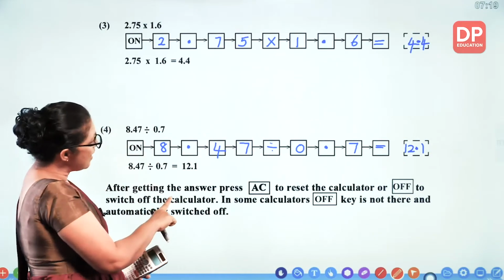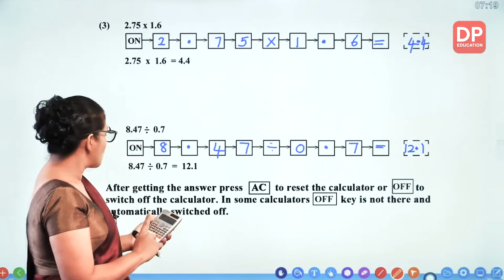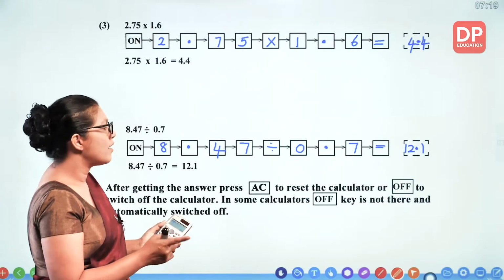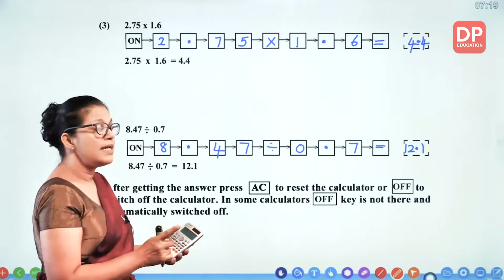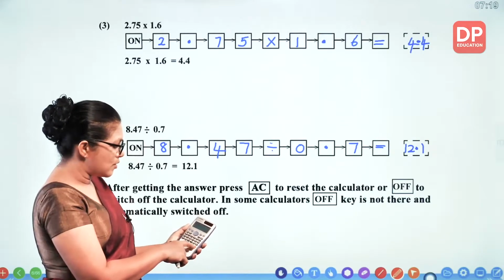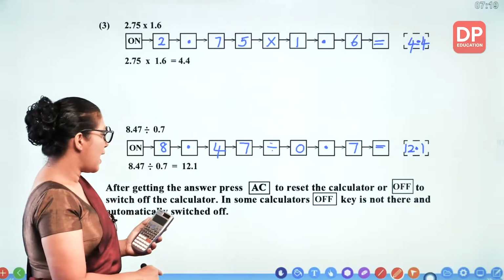After getting the answer, press AC to reset the calculator or switch off the calculator. In some calculators, the off key is not there and it switches off automatically. Here, when you press, there's an off button, so you have to switch off the calculator.